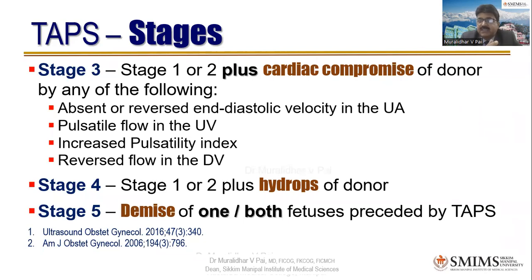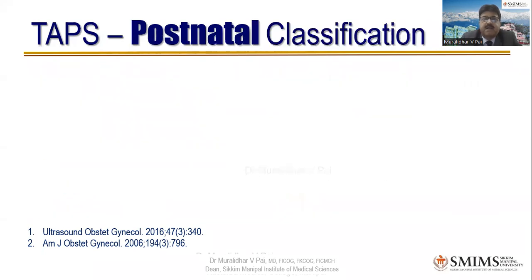So the Quintero staging and this staging are almost similar, except that in stage 1, we talk about the difference in the MCA PSV, whereas there we talk about oligopolysequence. Stage 2 and stage 1 differ in the sense we don't talk about bladder here, we only talk about the difference in the MoMs. Stage 3 is cardiac compromise, stage 4 is same hydrops, stage 5 is demise.